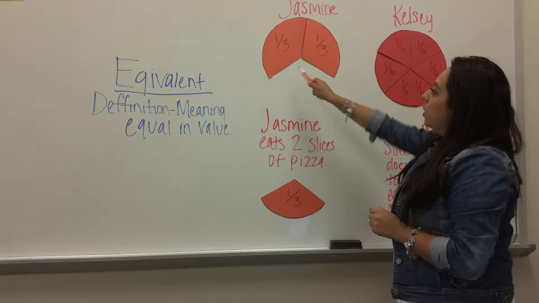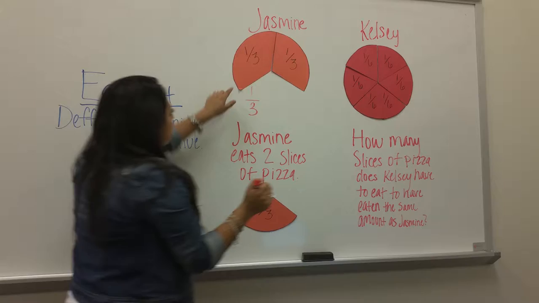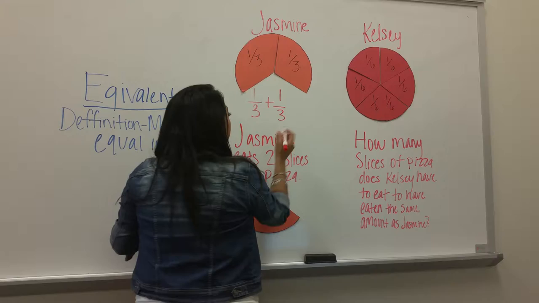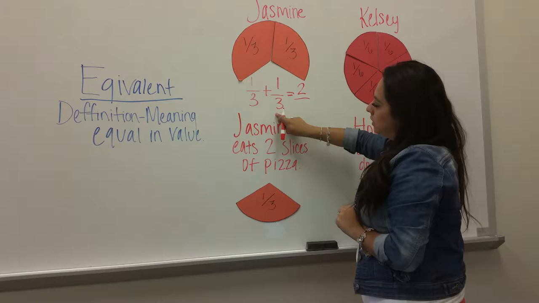To find out how much pizza Jasmine has eaten, let's go ahead and add each piece of pizza. So the first slice is 1/3, and then we add the other slice, which is 1/3. Since the denominators are the same, we're able to just add across. So 1 plus 1 is 2, and the denominator will always stay the same, which is 3. So Jasmine has eaten 2/3 of her pizza.